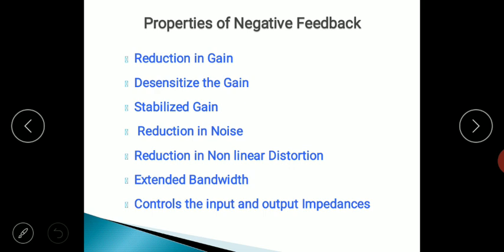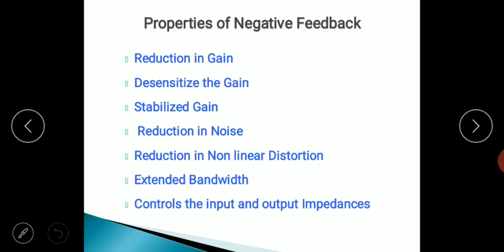Then reduction in noise. Since the feedback signal is out of phase with respect to the input signal, if there is any noise, the noise also gets cancelled, and as a result there will be reduction in noise when we use negative feedback. And obviously, if the noise is less, along with that the negative feedback will reduce the nonlinear distortion which is present in the amplifier.